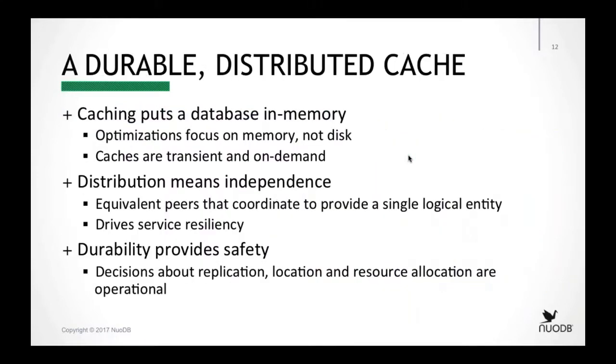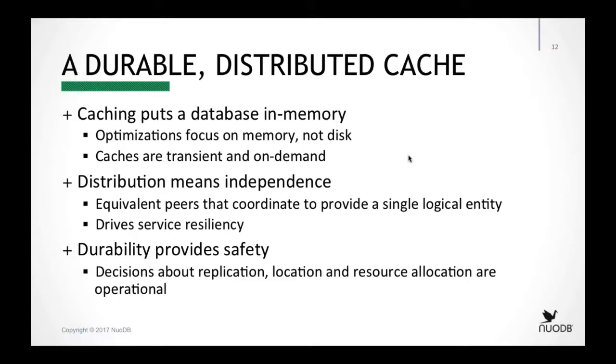The key behind the NuoDB architecture is what we call the durable distributed cache. So the cache obviously puts the data close to the application. It puts it in memory, which makes transactions extremely fast within NuoDB. The cache can be located right at the Java server, right beside where the calls are being made by the Java server, or they could be put in other areas where the data is needed.